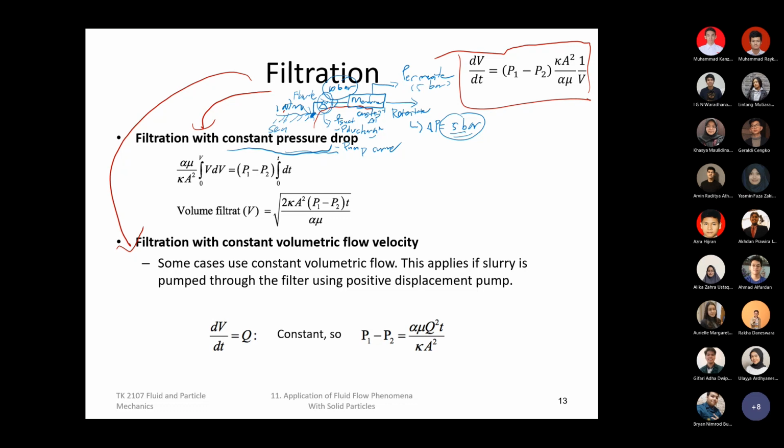But see the consequence of this selection. Again, this is coming from the same derivation. The consequence of this constant pressure drop is that the derivation becomes alpha mu per kappa A squared, integral V dV, equals delta P integral dt. And what you want to fix now is the delta P.